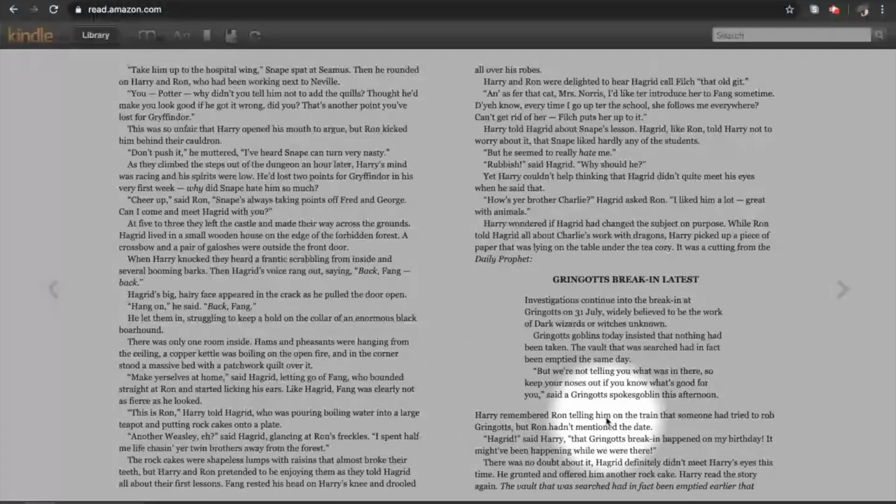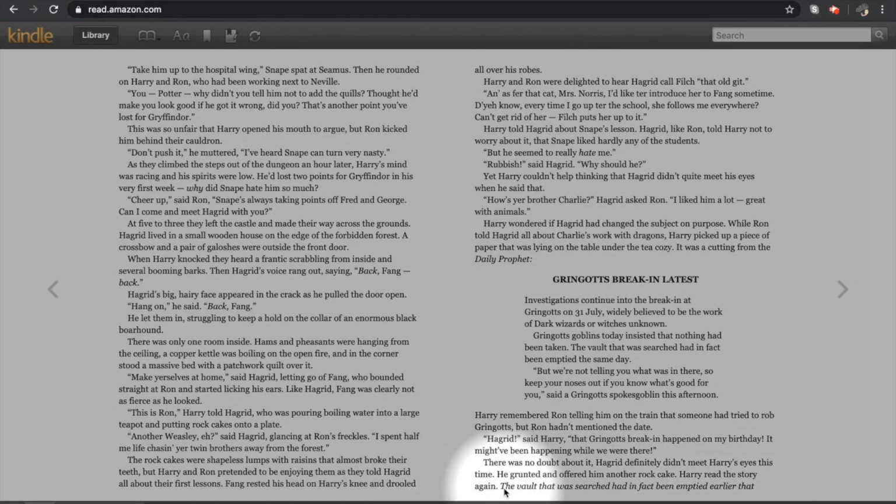Harry remembered Ron telling him on the train that someone had tried to rob Gringotts, but Ron hadn't mentioned the date. Hagrid, said Harry, that Gringotts break-in happened on my birthday. It might have been happening while we were there. There was no doubt about it. Hagrid definitely didn't meet Harry's eye this time. He grunted and offered him another rock cake.